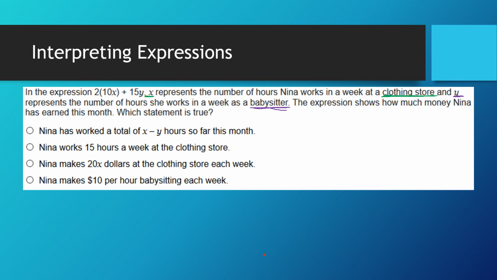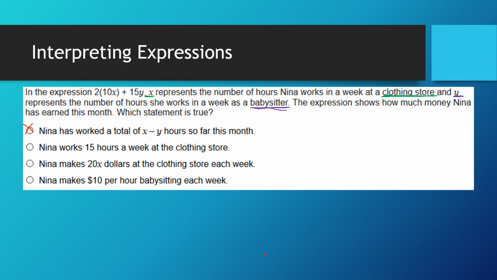And I just want to go through one by one and see if I can eliminate any answers that seem obviously wrong. So let's take a look at the very first option. Nina has worked a total of X minus Y hours so far this month. If I want the total hours that she works, I would be adding the hours at the store and then the hours of babysitting. I would be adding X plus Y. So working a total of X minus Y does not make sense.